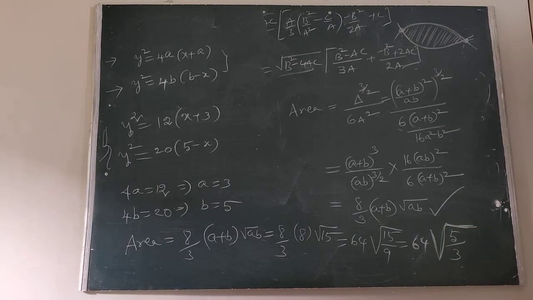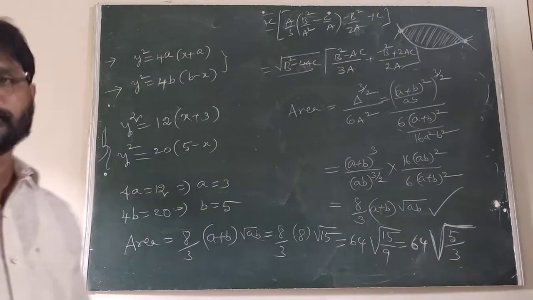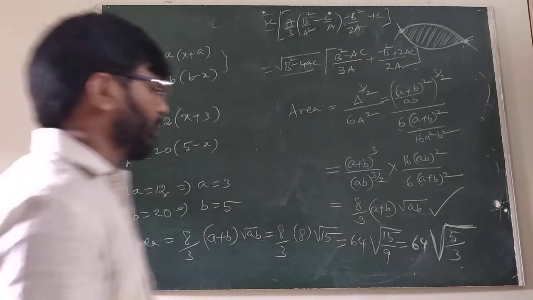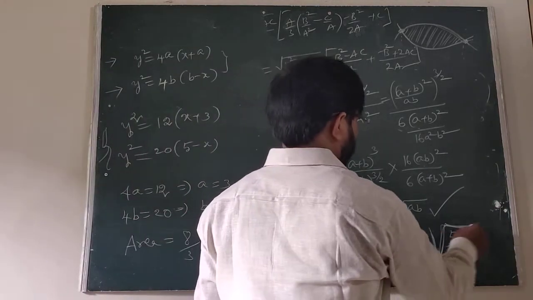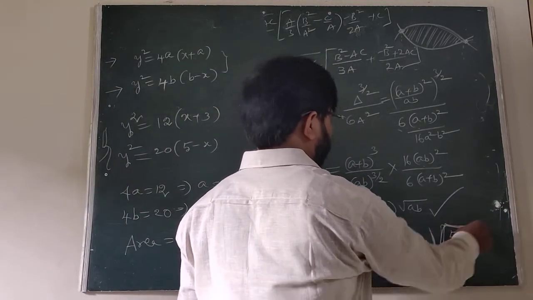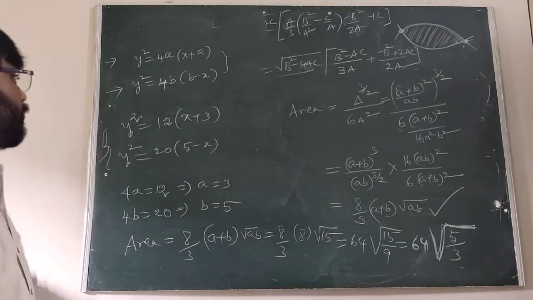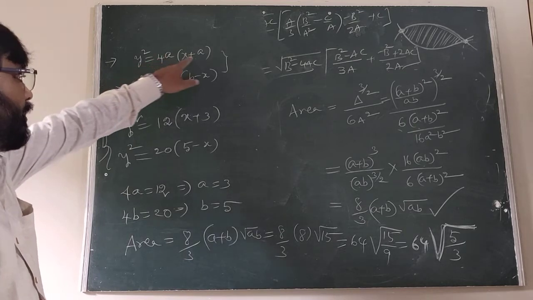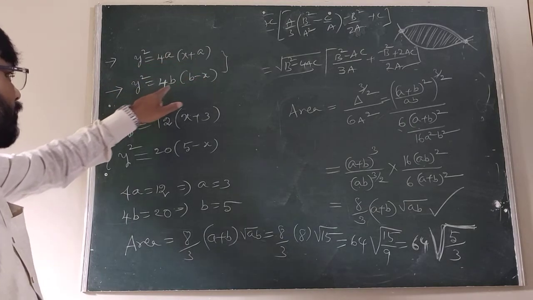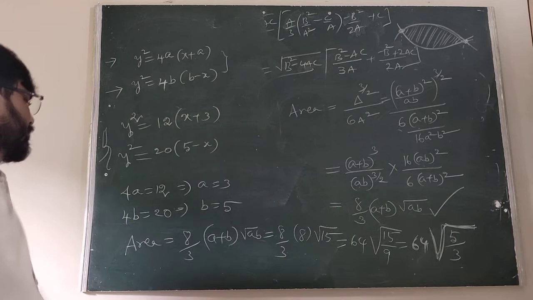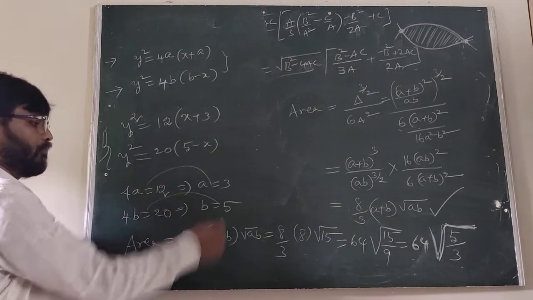Now this is the root of 64 by 5 by 3 square units. How to write this one? First we have to compare: y square equal to 4a into x plus a, and y square equal to 4b into b minus x. Then a is 3, b is 5.